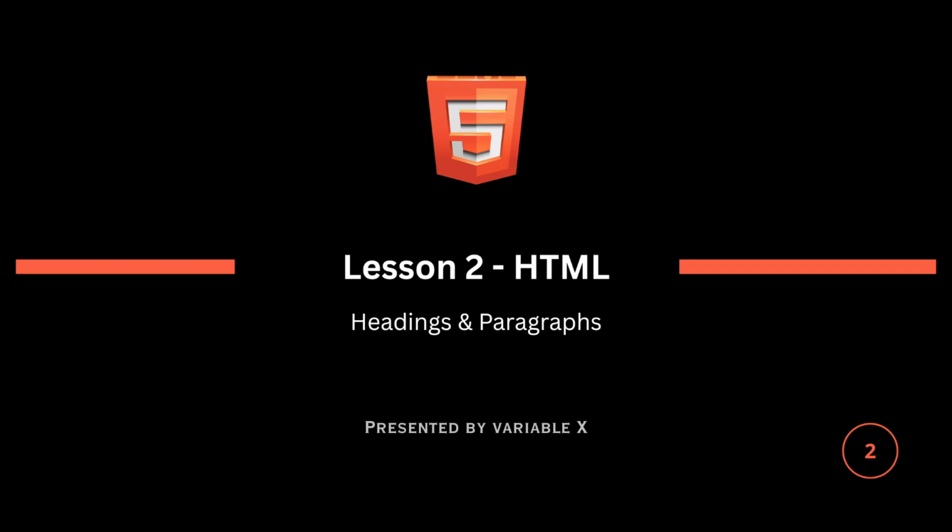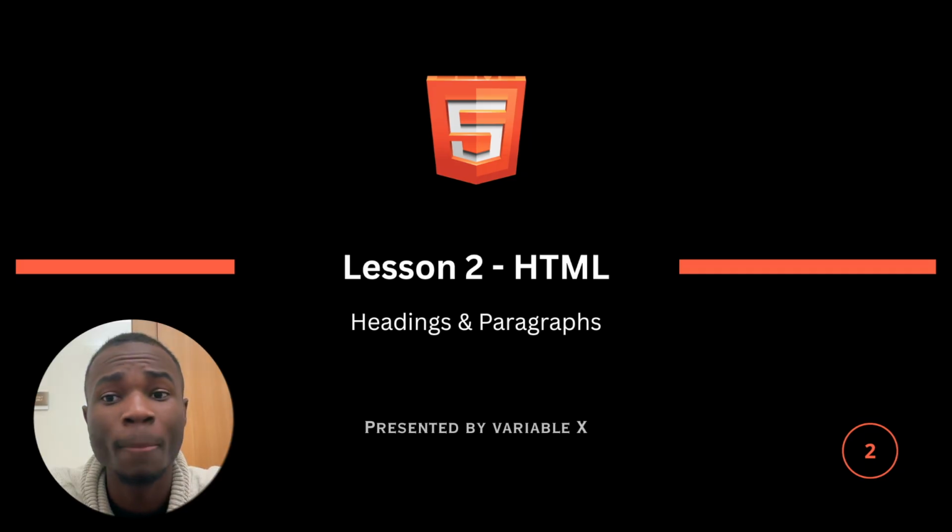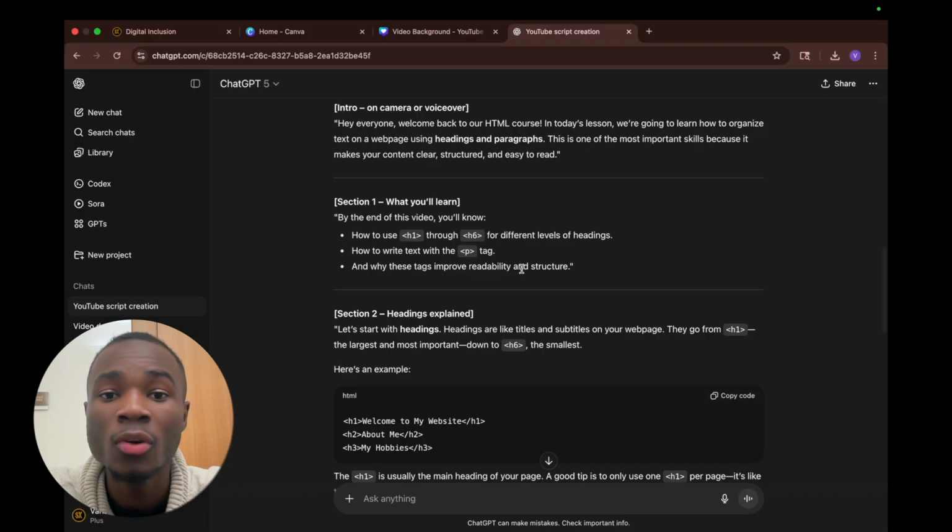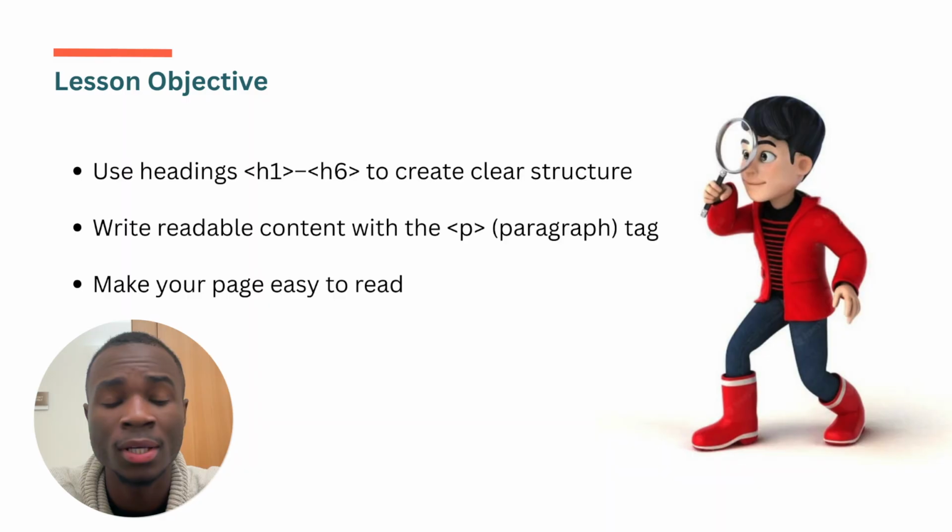In today's lesson, we're going to learn how to organize text on a web page using headings and paragraphs. This is one of the most important skills because it makes your content clear, structured, and easy to read. By the end of this video, you will know how to use H1 through H6 tags for different levels of headings. You will also learn how to write text with the p tag and why these tags improve readability and structure.